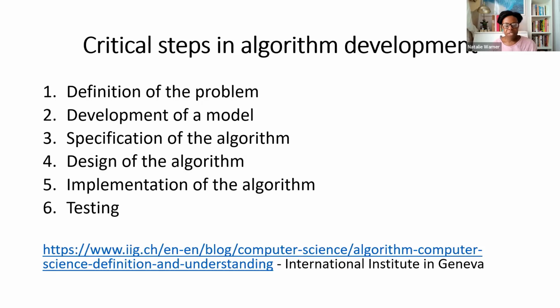So these 6 steps are definition of the problem, development of a model, specification of the algorithm, design of the algorithm, implementation of the algorithm, and then finally testing. And I'm going to give that some additional context and relate that directly to what we have been doing so far and how we've understood knitwear design, whether in this course or elsewhere.